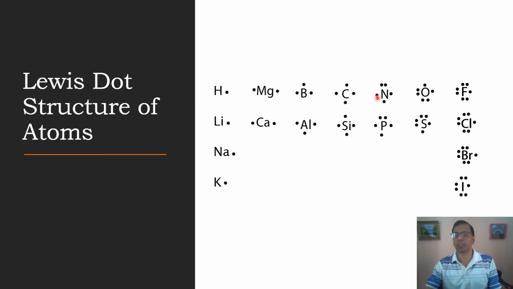What it means is that whenever you see unpaired electrons, each unpaired electron can form one bond. So, for example, hydrogen has one unpaired electron, it can form one bond. Magnesium has two unpaired electrons and it can form two bonds. Boron has three unpaired electrons, so it can form three bonds. Carbon can form four bonds. Nitrogen can form three bonds. In case of oxygen, two single electrons, so oxygen can form two bonds.